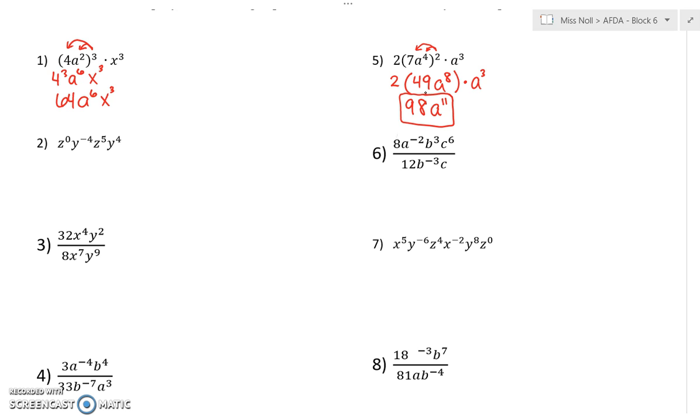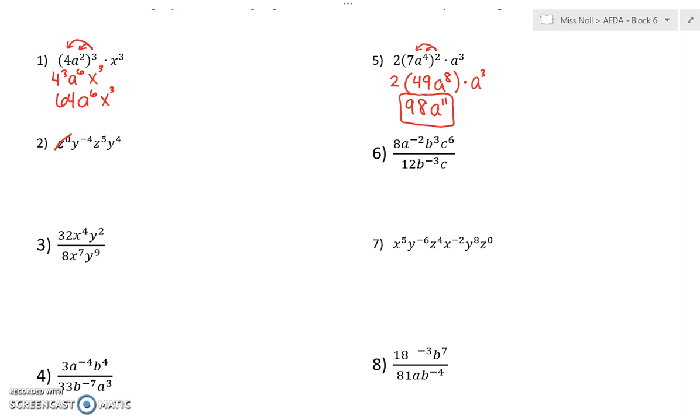Going on to number 2. Whenever you have a 0 on the exponent, that whole thing just turns into a 1. So you can basically just ignore it. Then we have y to the negative 4th and y to the 4th. If we're multiplying those, we add those exponents, so we have y to the negative 4th, and then negative 4 plus 4.